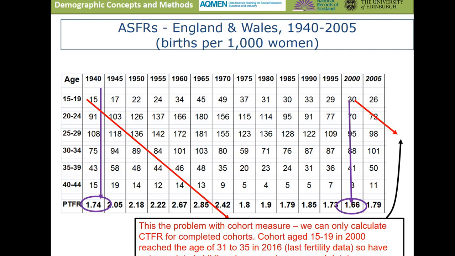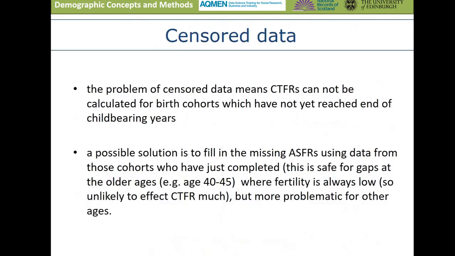But we have this problem of censoring. So if we look at the cohort who were 15 to 19 in 2000, we don't have the data to calculate their cohort total fertility rate, but we can calculate the period total fertility rate as 1.66. And this is really the key problem of the cohort total fertility rate. We need to wait until a birth cohort has reached the end of childbearing years in order to estimate their cohort total fertility rate.